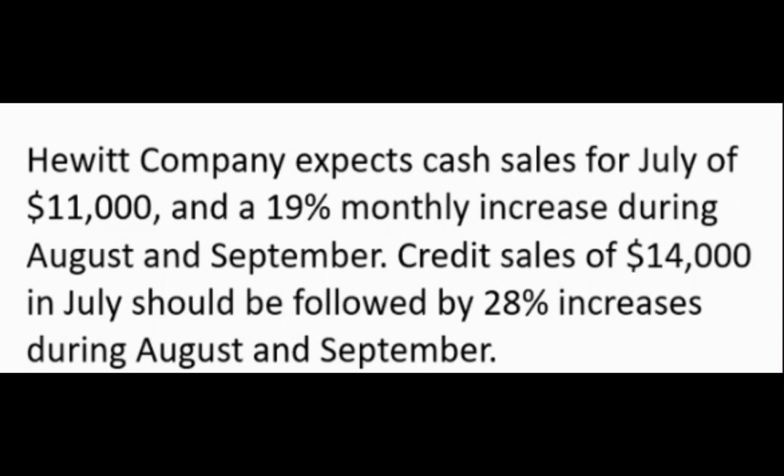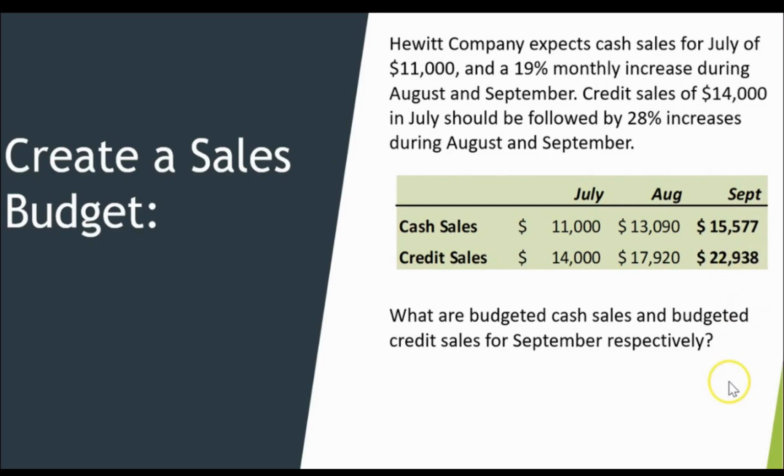So for the second example of our sales budget, a company expects cash sales for July of $11,000 and a 19% monthly increase during August and September. Credit sales of $14,000 in July should be followed by 28% increases during August and September. Alright, now let's talk about how to prepare the sales budget for this example.